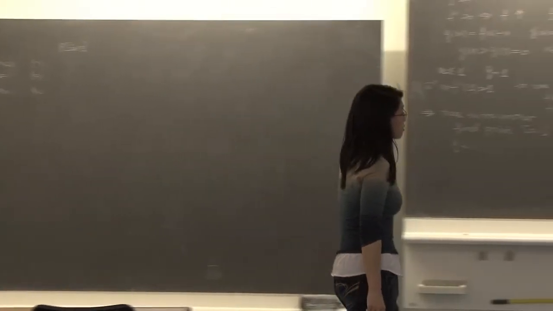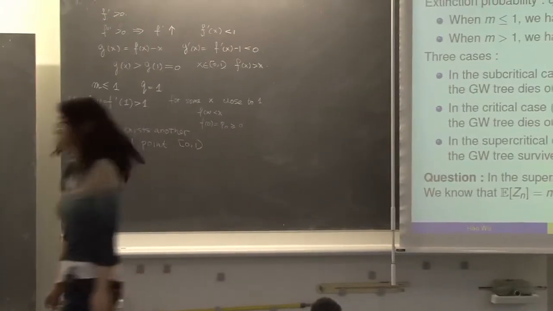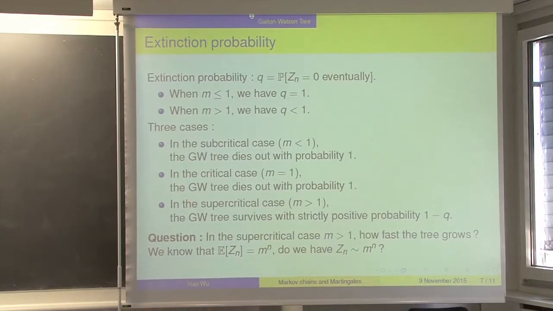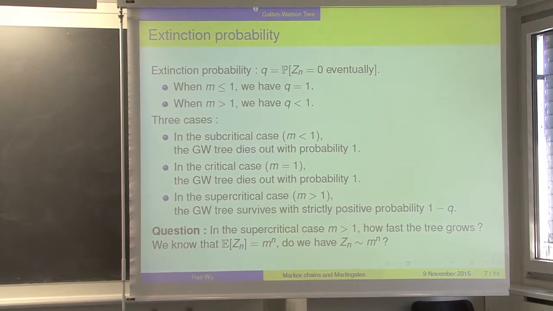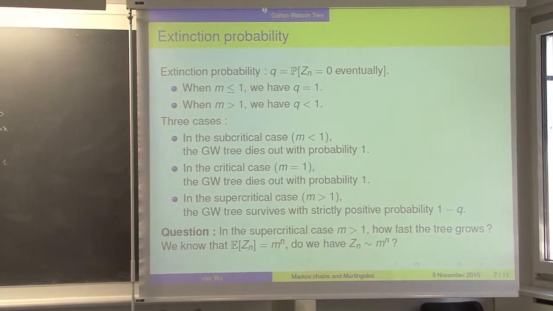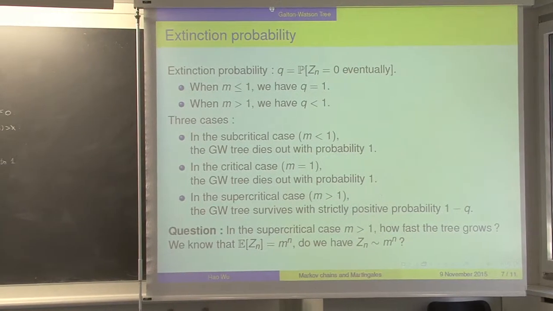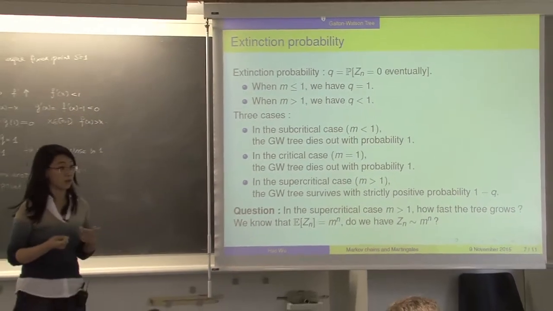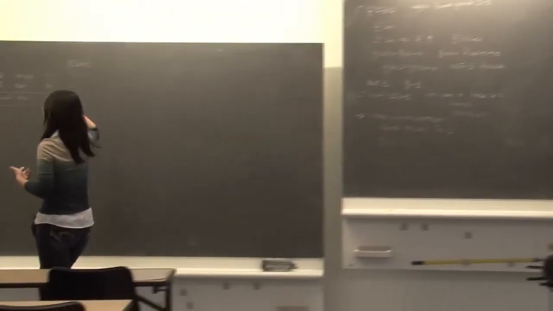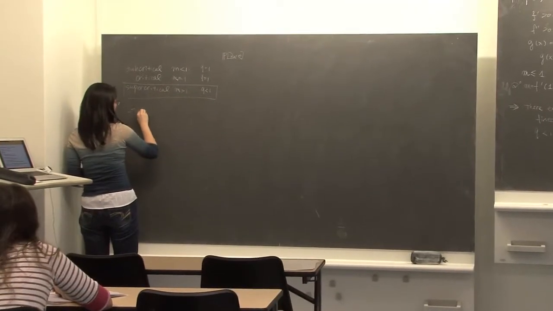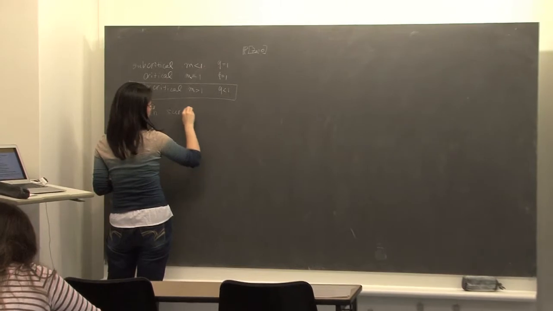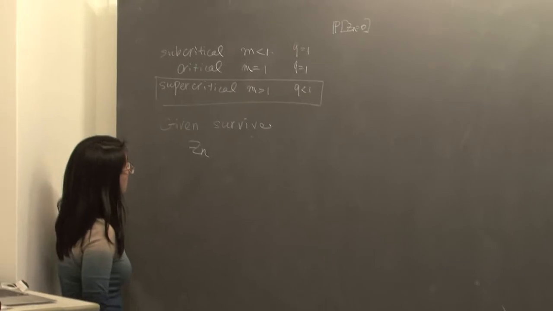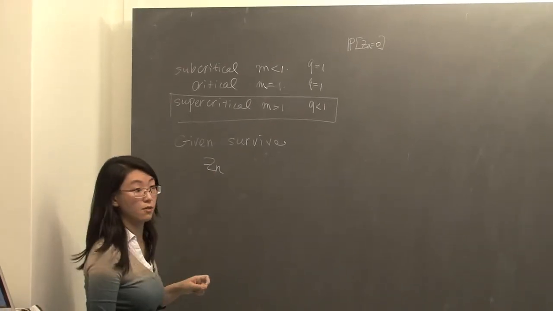So we want to further ask another question that is specific to the supercritical case. So now we restrict to the supercritical case. And in the supercritical case, we know that we have a strictly positive chance to survive. The next question is, if we know that we will survive, then how fast does the tree grow? So how fast does Zn grow as a function of n?